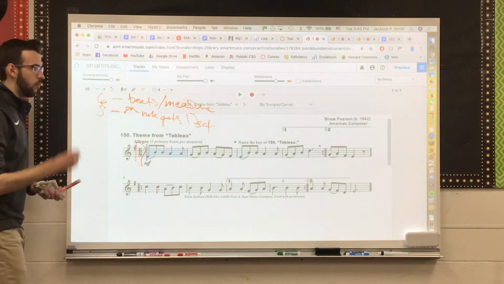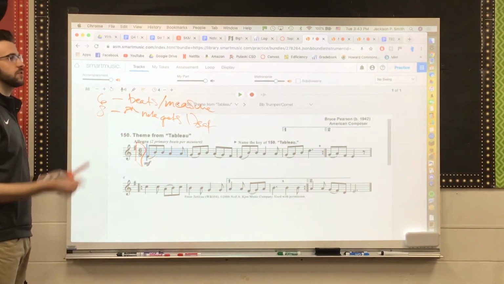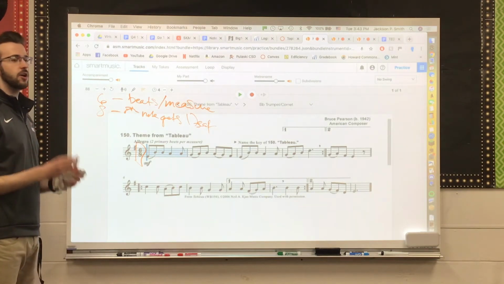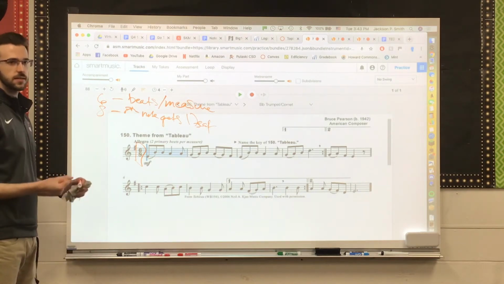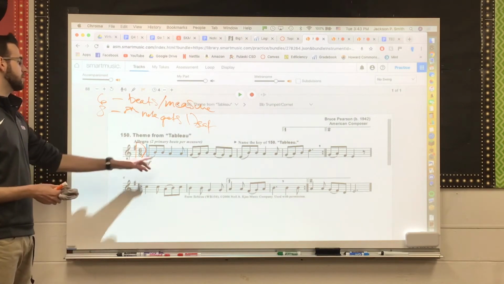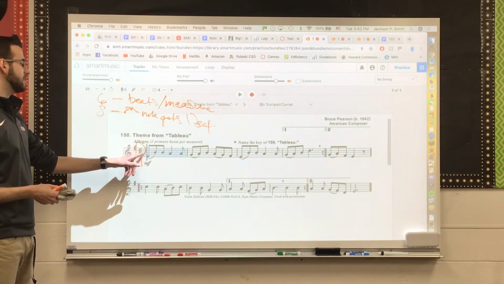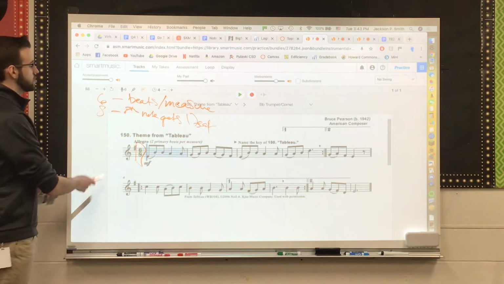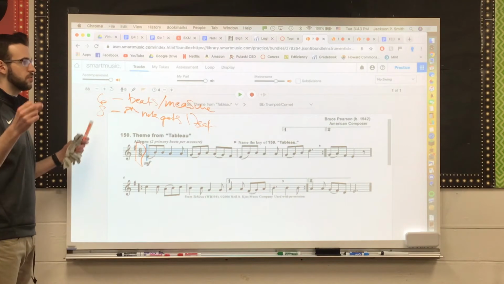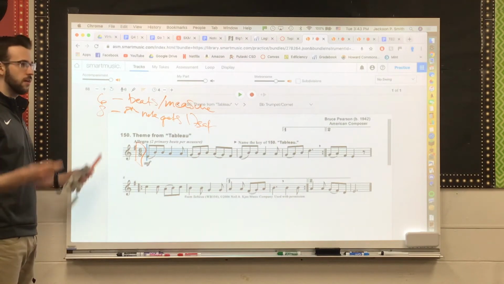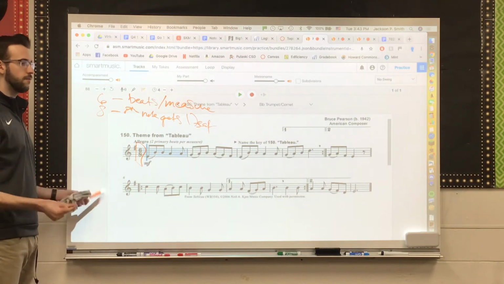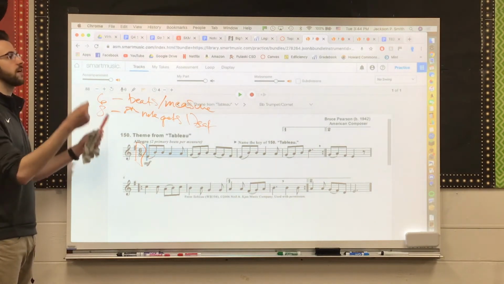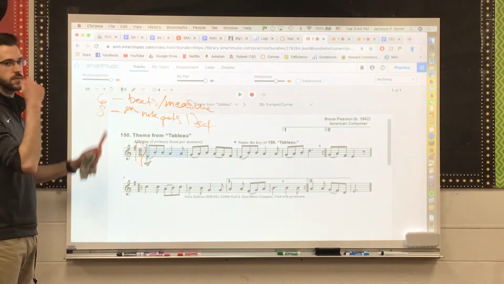So we've got 1, 2, 3, 4, 5, 6. Now notice that I am not counting every beat, because it even says here, allegro. So fast, 6/8, 2 primary beats per measure: 1, 2, 3, 4, 5, 6, with the big beats on 1 and 4.